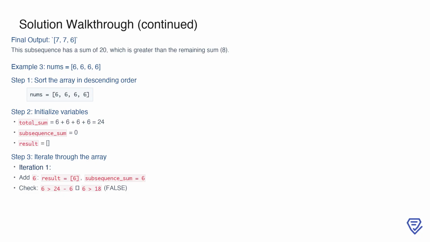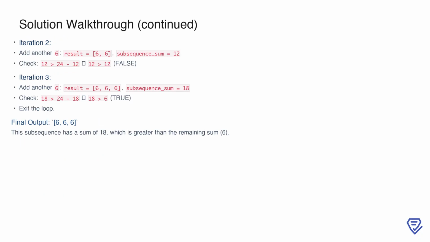In the first iteration, we add the first 6 to result. This makes result equals 6, and subsequence_sum is updated to 6. We then check whether 6 is greater than 18, and since it is not, we continue. In the second iteration, we add another 6 to result, which updates it to 6, 6. The subsequence_sum becomes 12. We check whether 12 is greater than the remaining sum of 12, and this condition is still false. In the third iteration, we add another 6 to result, making it 6, 6, 6, and increase subsequence_sum to 18. This time, 18 is greater than the remaining sum of 6, so we exit the loop.